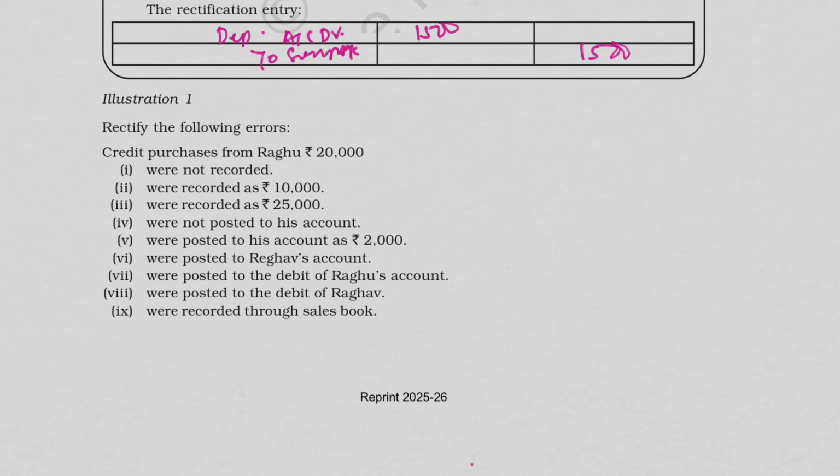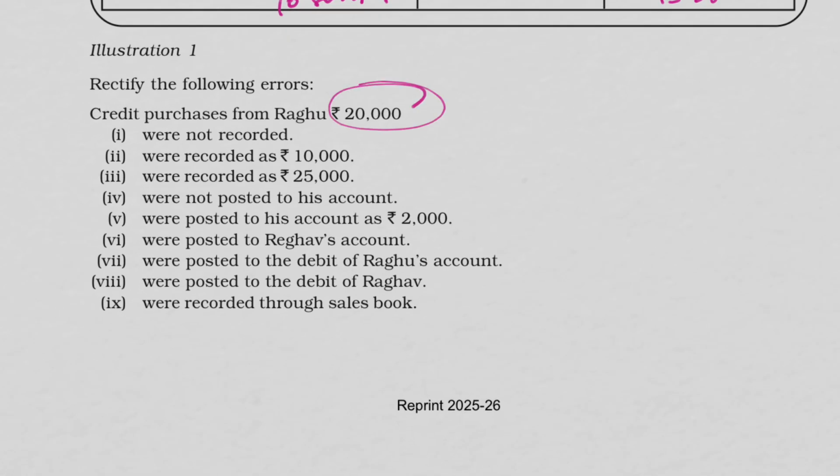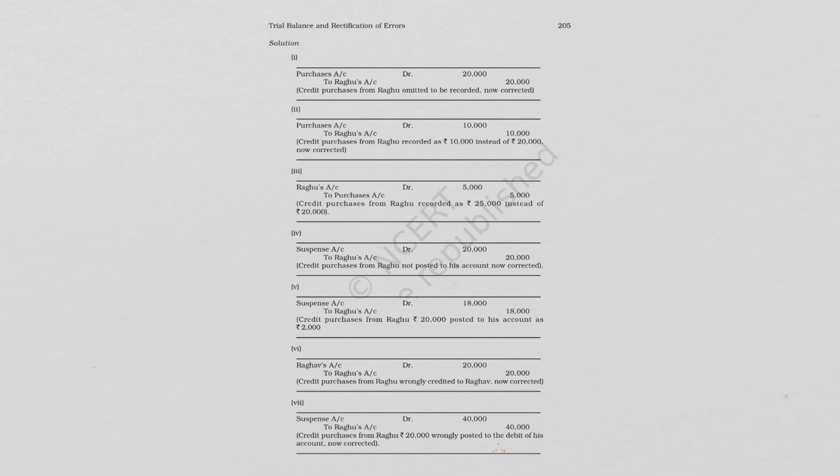Rectify the following errors. So credit purchases from Raghu of 20,000 were not recorded. So this is complete omission. So we'll record it. So the entry which should have been passed, we'll pass it. Purchases account debit to Raghu account 20,000.